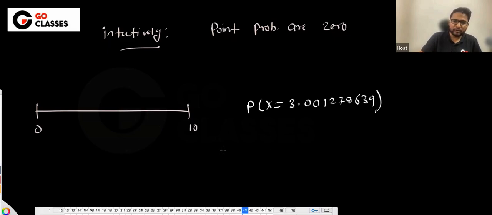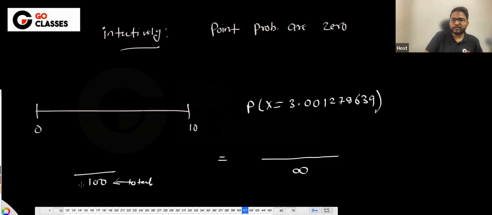If I ask you this, then intuitively, I'm just telling you, there is no mathematics I want to do here, I just want to tell you intuitively, you will say, since there are infinitely many possible values between 0 to 10, and you are asking me only one value. So in the discrete case, let's suppose you are rolling a die again and again. Suppose you roll a die 100 times. Then 100 is the total in the discrete case.